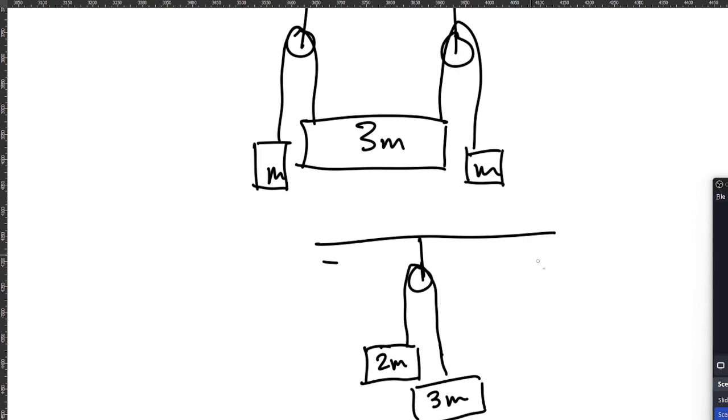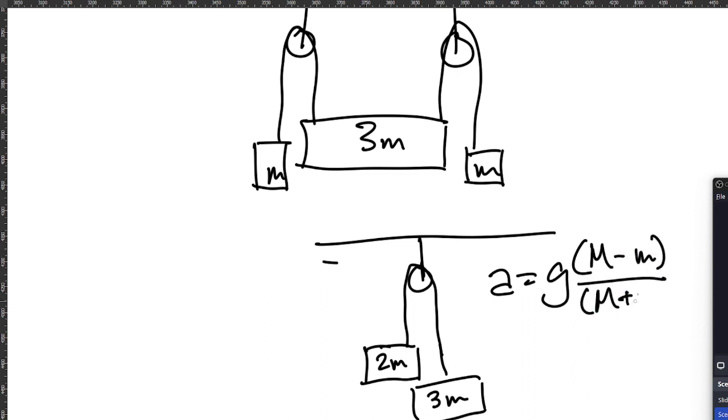And if we remember anything about Atwood's machines, the equation that we're going to get for the acceleration of everything is a equals g times big M minus little m divided by big M plus little m. And these are just fillers. We can replace these with the actual values, which is g times 3m minus 2m. 3 minus 2 is 1, so that's 1m divided by 3 plus 2 is 5m. Cross these out, and that gives us an acceleration of each of the masses of g divided by 5.